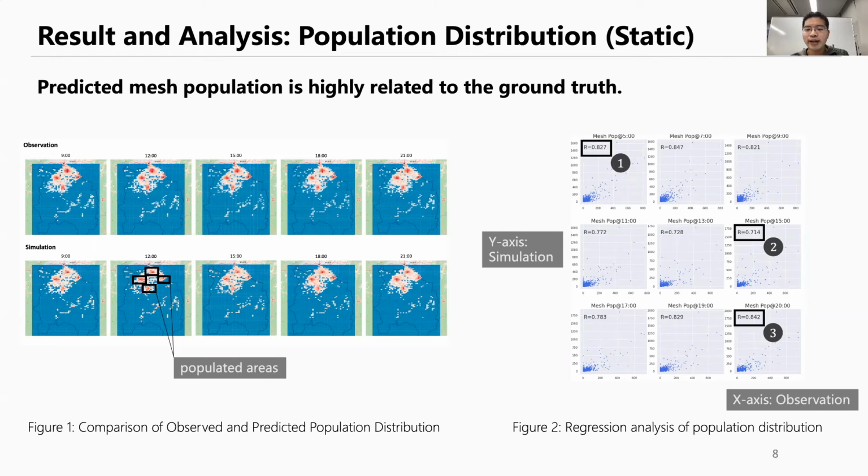In the early morning and late night, the correlation coefficient is around 0.8. Then in the rush hour, the correlation starts to decrease since the agents start to move. The lowest point is around 0.7, which is satisfying.